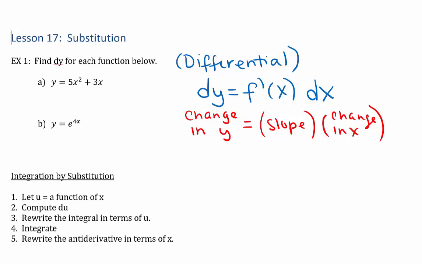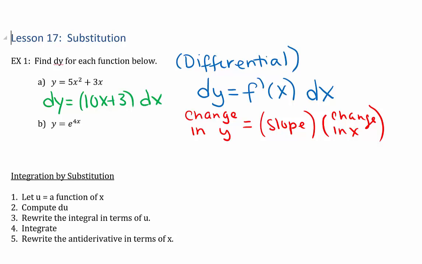And to compute the differential, it really isn't any different than finding the derivative. So the derivative of 5x squared plus 3x is 10x plus 3, and then you just multiply by, or put, a little dx at the end. That's the only thing new here.